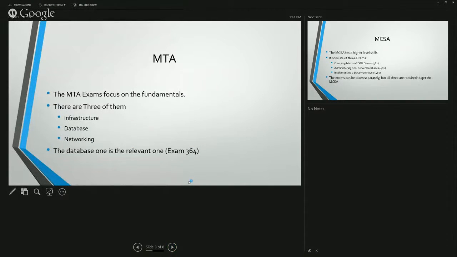So instead of networking, infrastructure is networking. Developer is the other one. Database is the one that's relevant. The developer is for like C# programming, so it's programming in general, and all of these are basic concepts. They basically just cover the basics. Employers probably don't, I mean, it'd be nice in that it shows that you know the basics. The exam is actually 364. I put the numbers for them there.